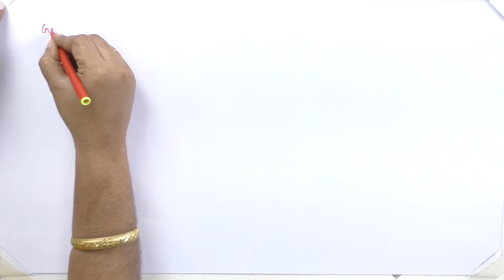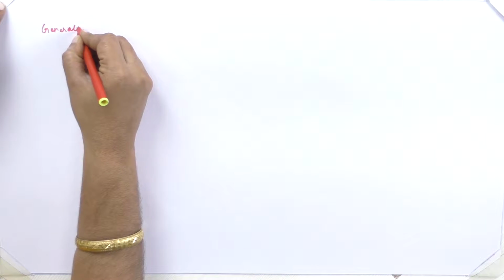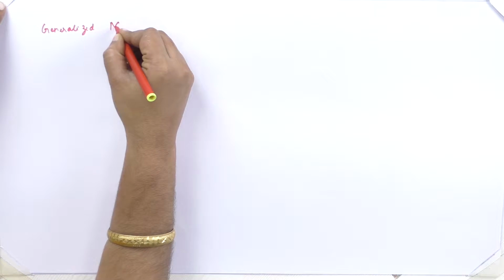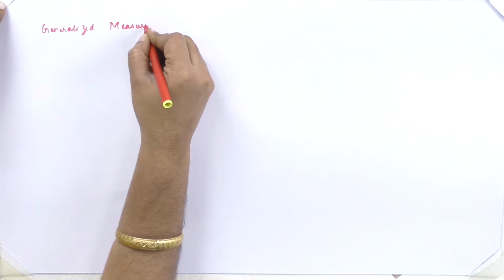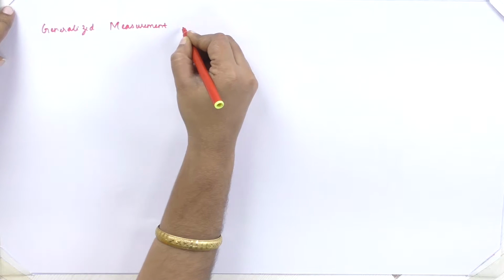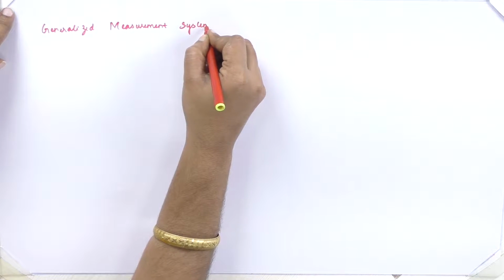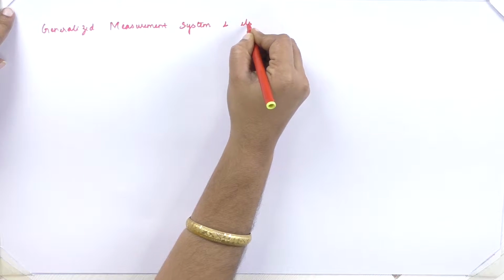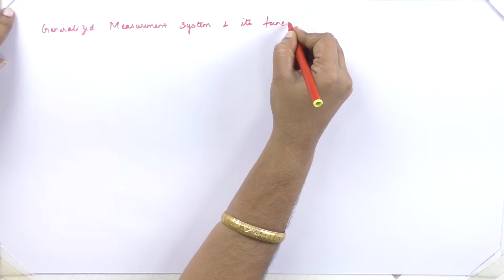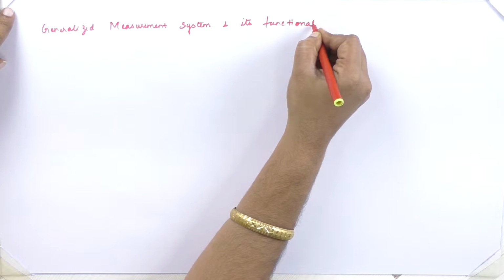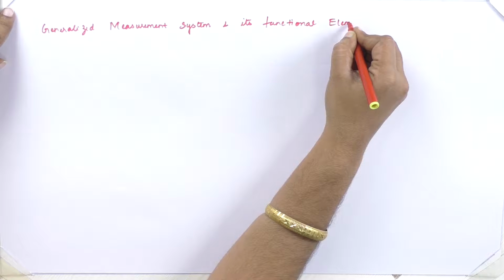In this class, we are going to see how to represent the generalized block diagram for a measuring instrument. Let us see the generalized measurement system and its functional elements.